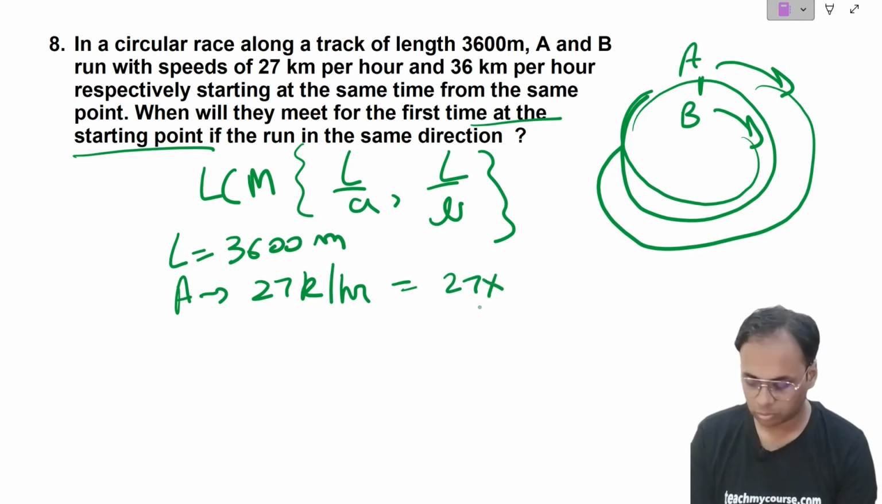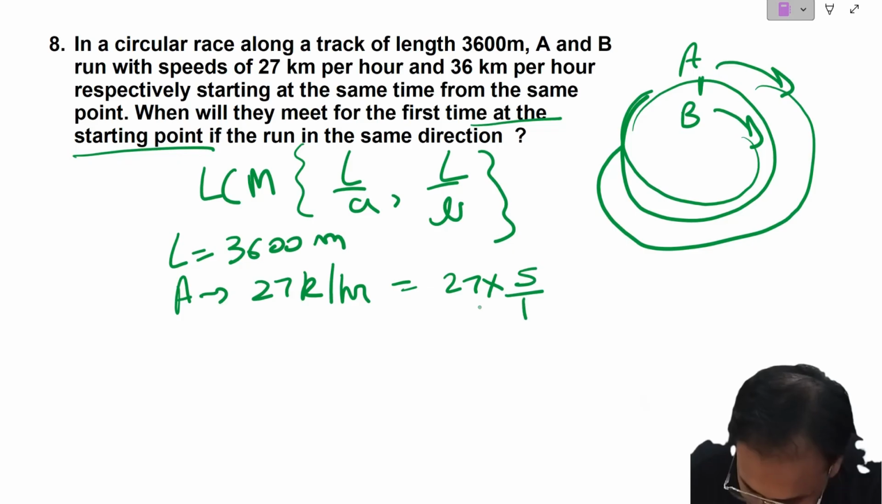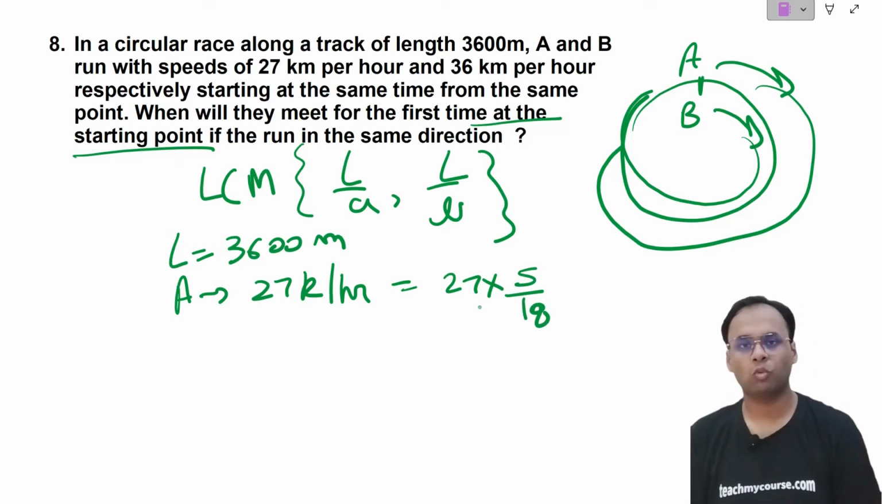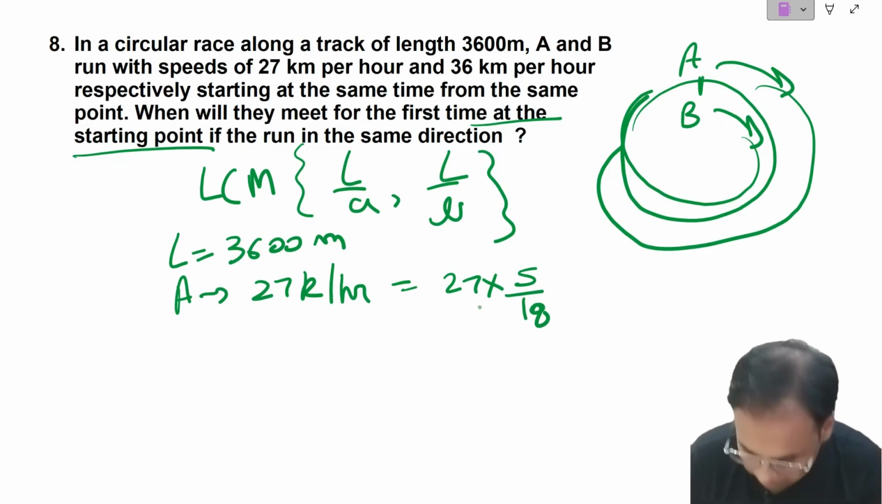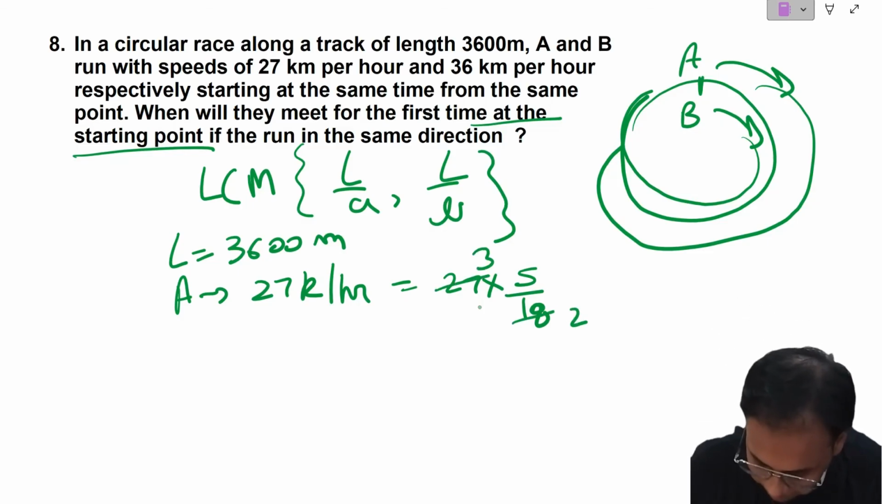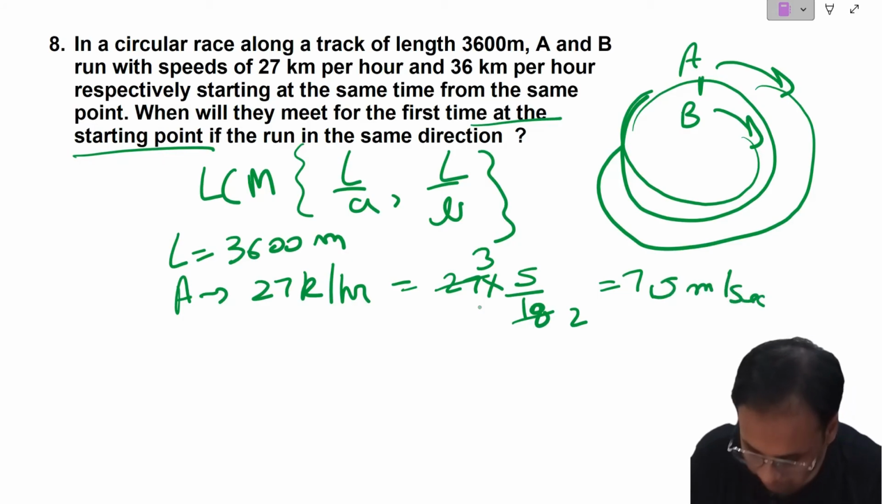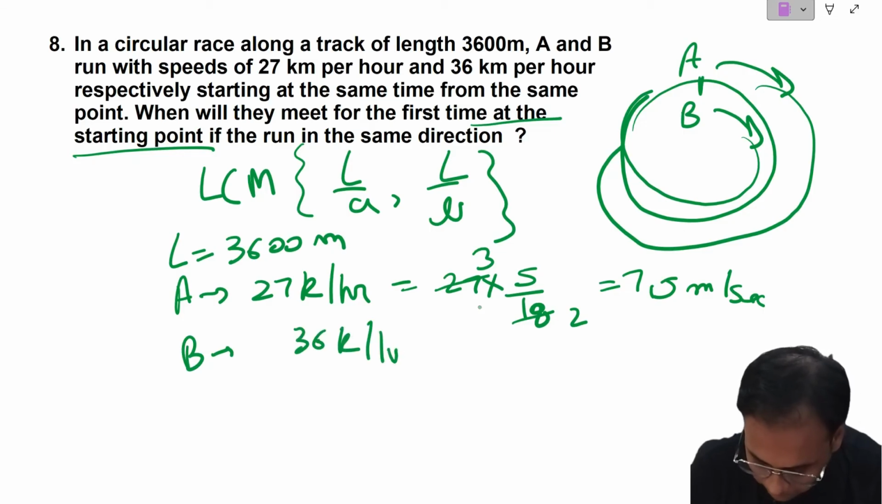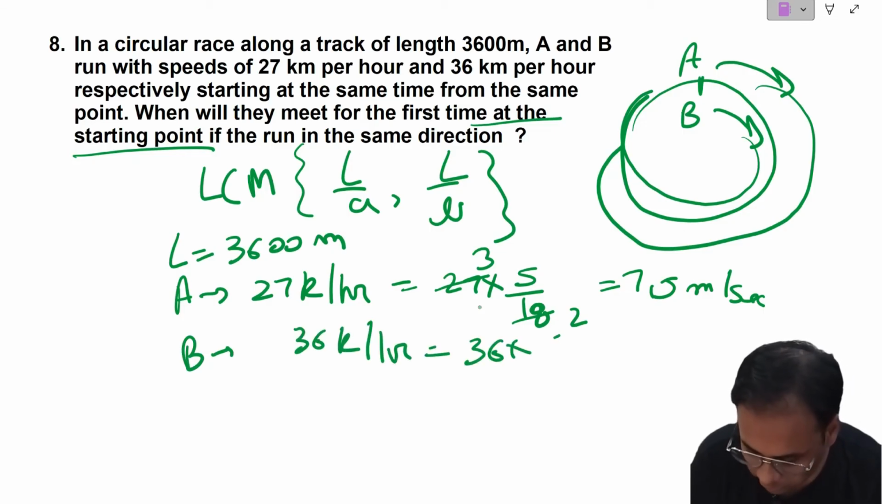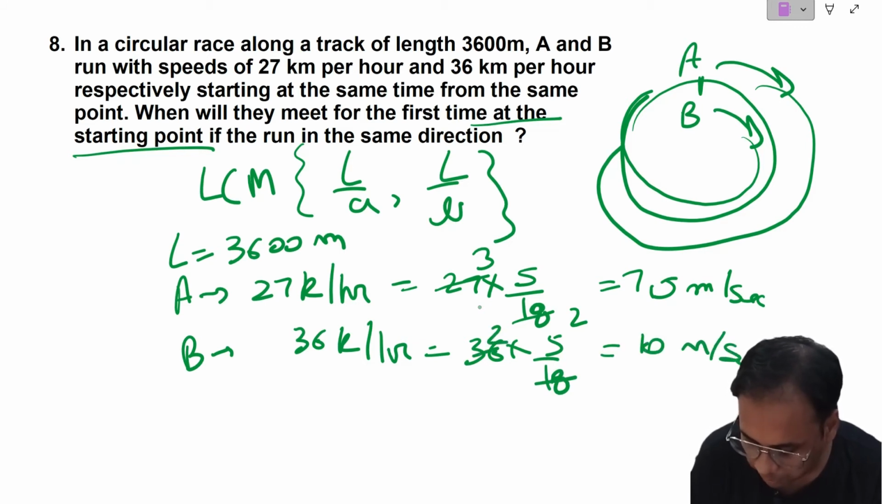It can be done by multiplying with 5 by 18. You know it better if you watch my videos on time and distance. It is a shortcut to convert from kilometer per hour to meter per second by just multiplying with 5 by 18. So it is 7.5 meter per second. Similarly for B, the speed is 36 kilometer per hour, so 36 into 5 by 18 comes out to be 10 meter per second.